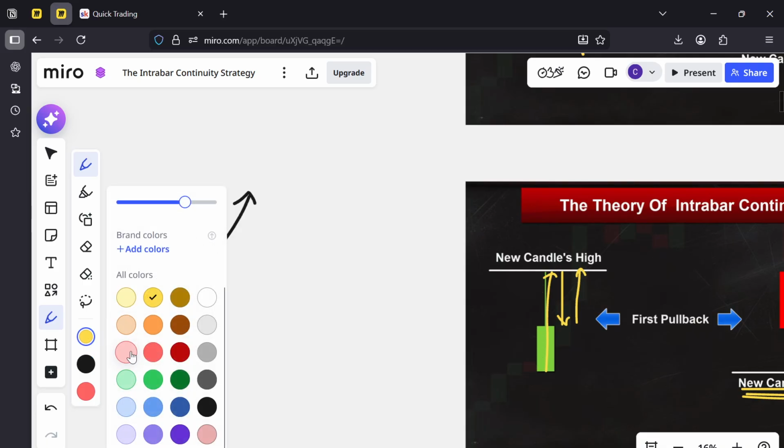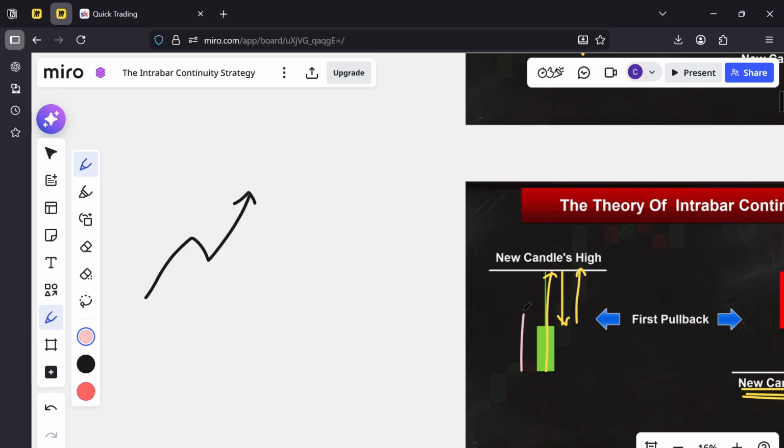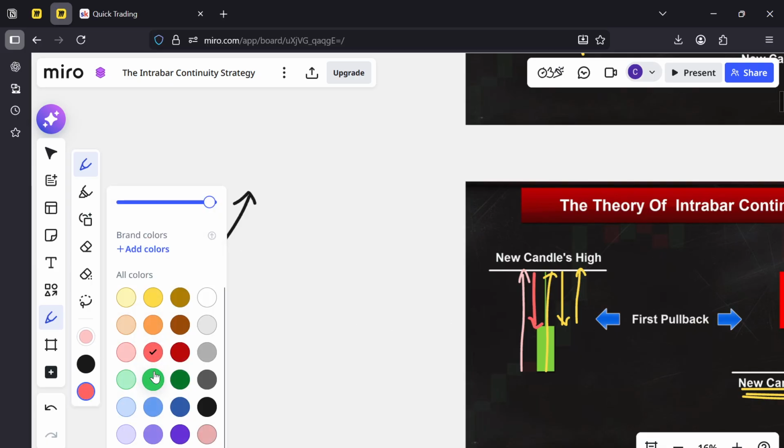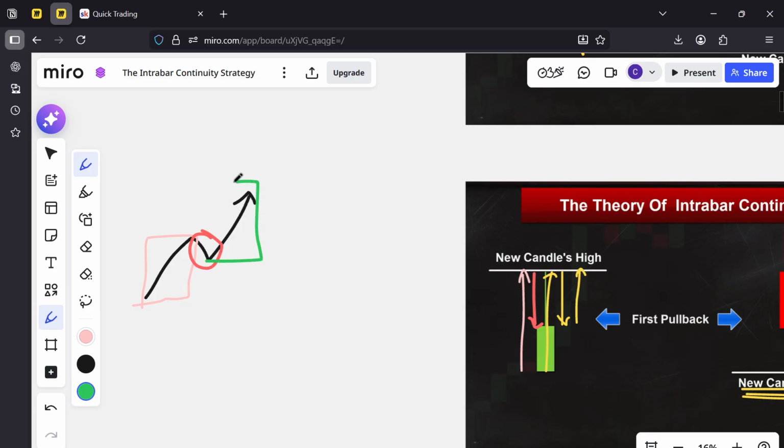So almost the move up like that was this move over here. So maybe if I use some colors, you will be able to see. The main move like that would have been this one, right? Then the pullback down here would have been the one that created the wick, or this one over here. And then the final move, the one that we are trying to trade, will be the one continuing back upwards. And this is the one that is likely to occur.